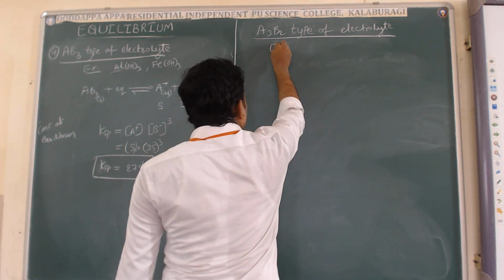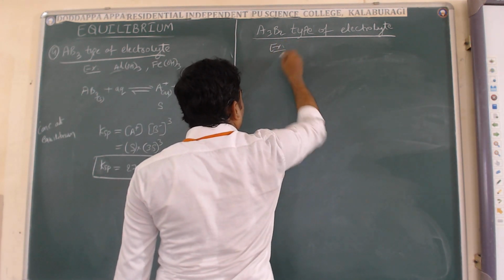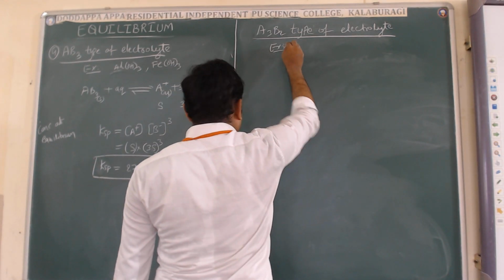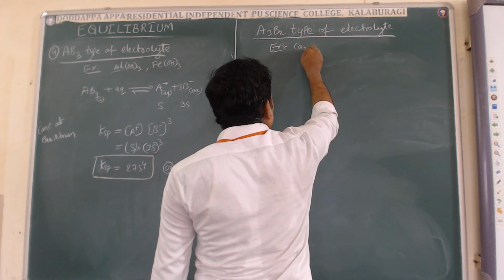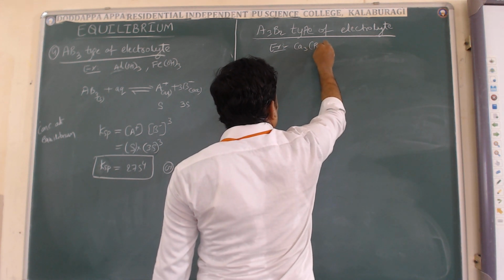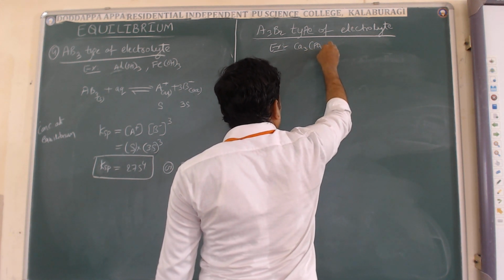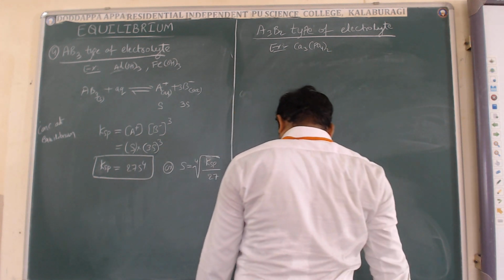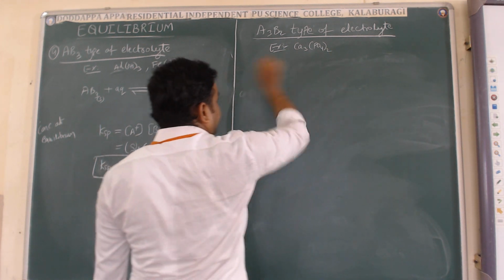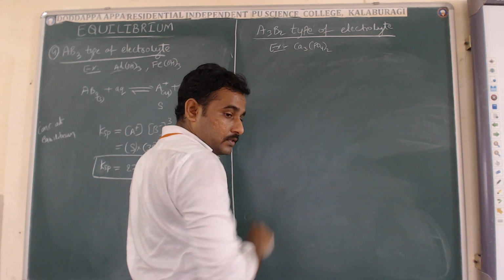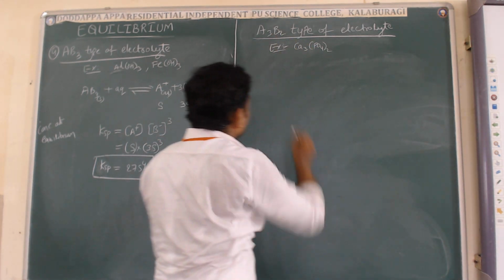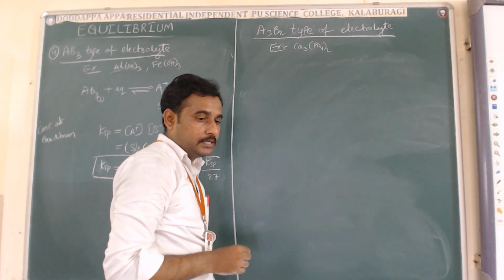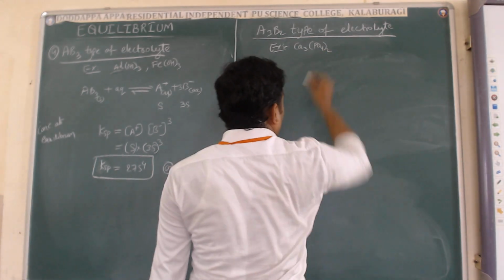An example for the A3B2 type of electrolyte is Ca3(PO4)2, calcium phosphate. This is the example for the A3B2 type: A is 3 and B is 2, that is the PO4 twice.